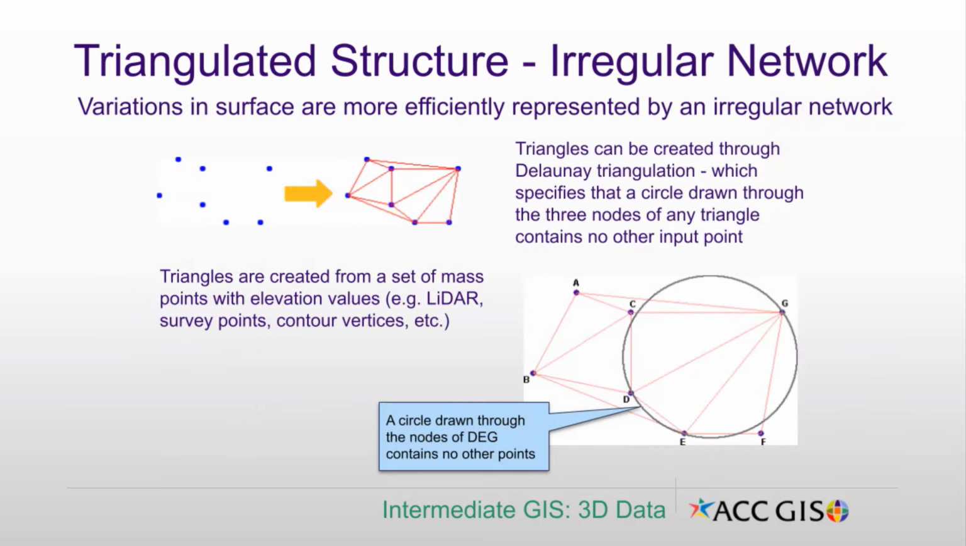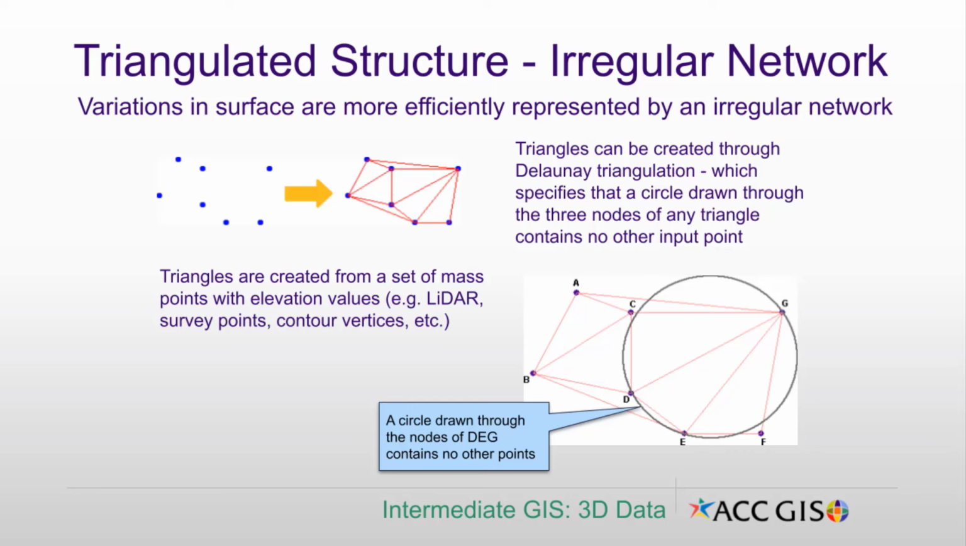Now, we just discussed how variations in surface are more efficiently represented by an irregular network. But how do you create that network? Triangles are created from a set of mass points with elevation values, and the source data used to create those mass points might be LiDAR, survey points, contour vertices, any point data set that can provide elevation. And the process joins those points as nodes in a triangle to create the irregular network.